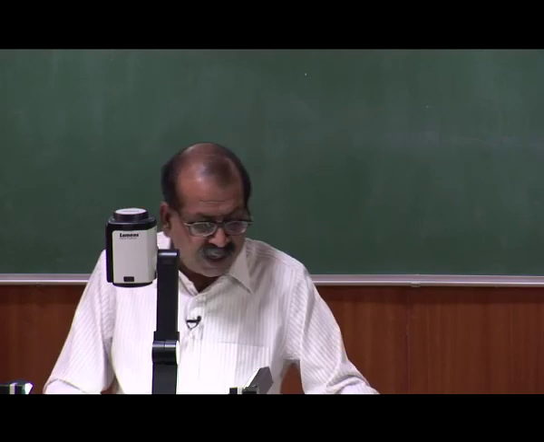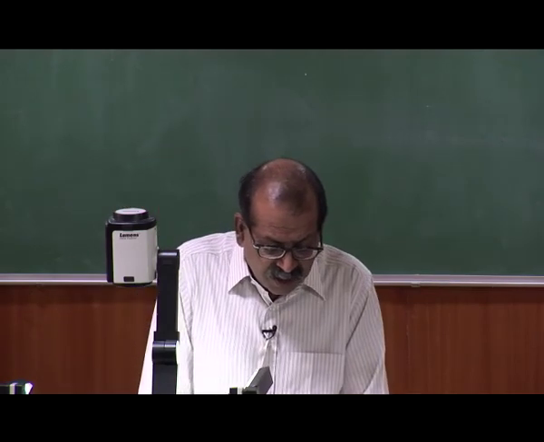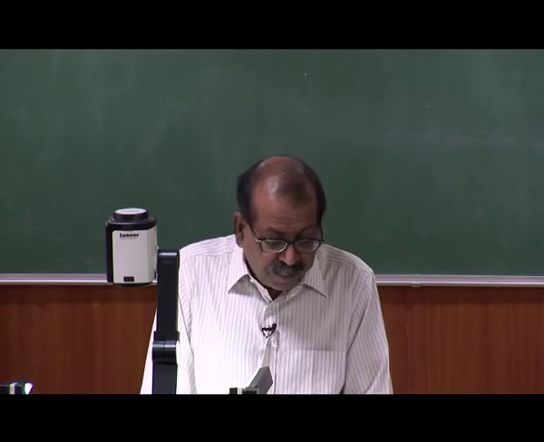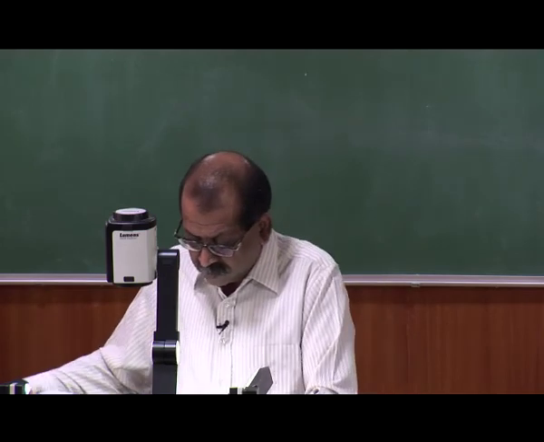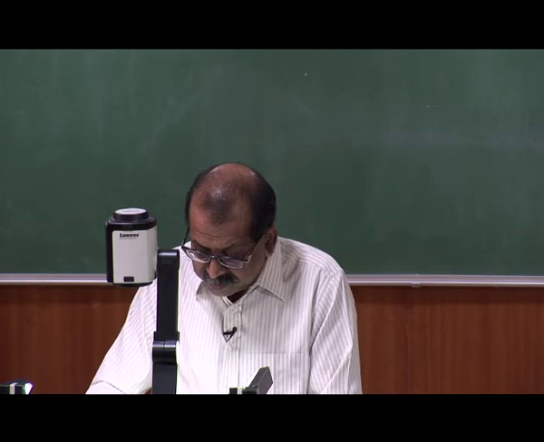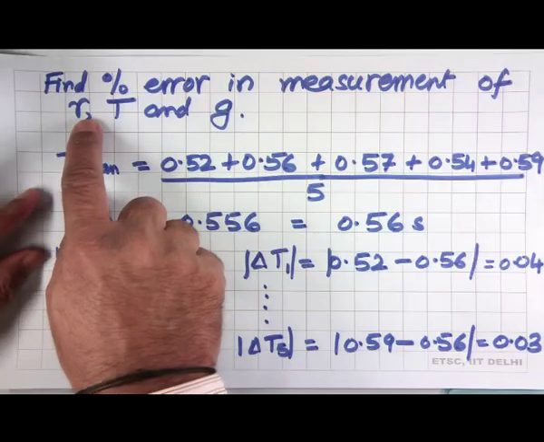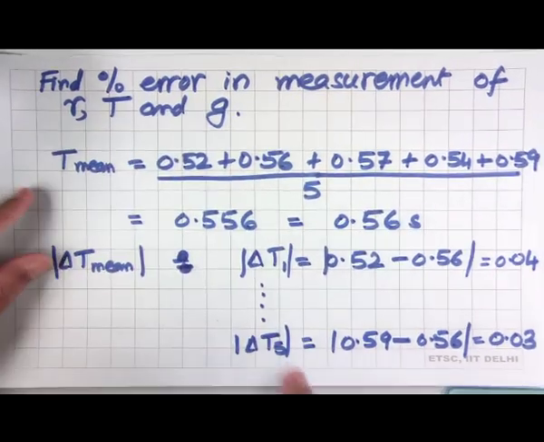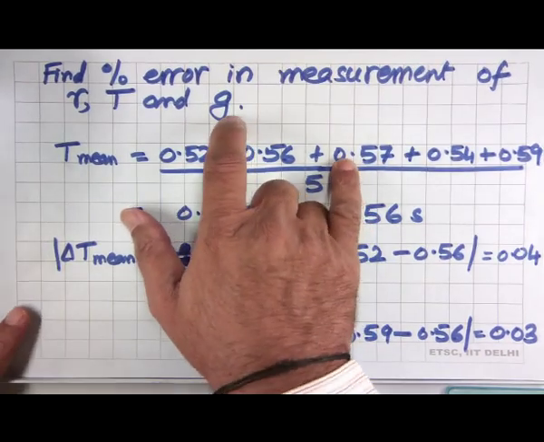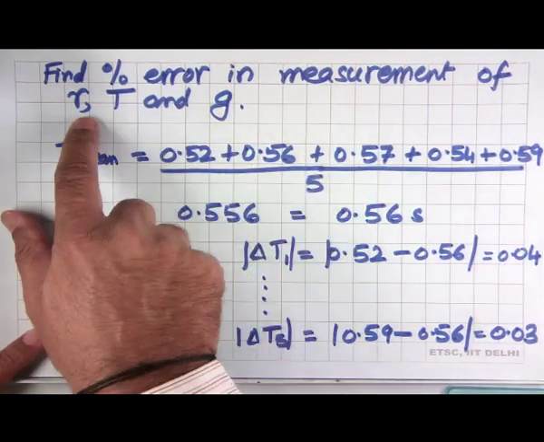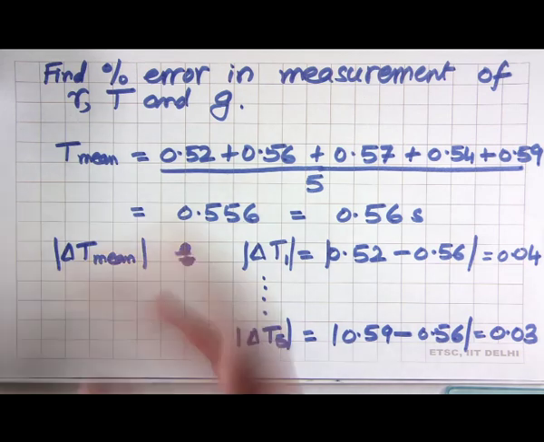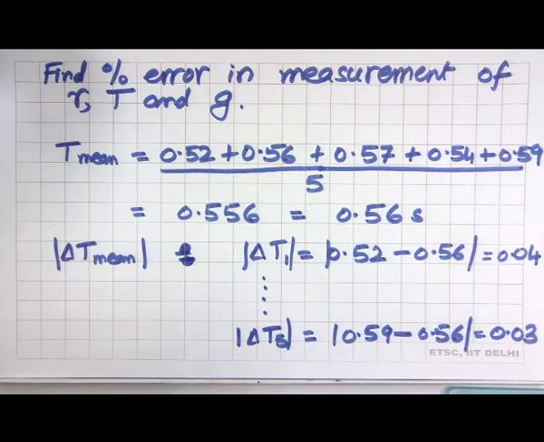So, given all this data, we have to find the percentage error in the measurement of small r, T and g. Basically, we have to find the percentage error in g, but we will need r and T. So, therefore, we look at all these quantities also.